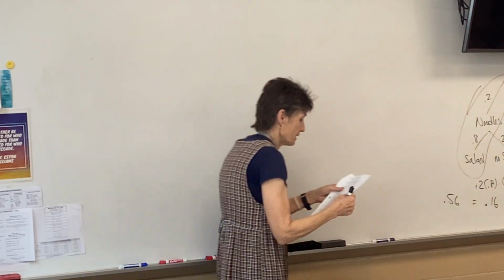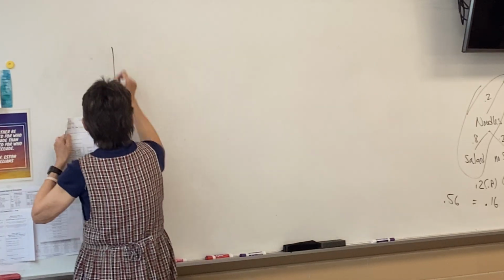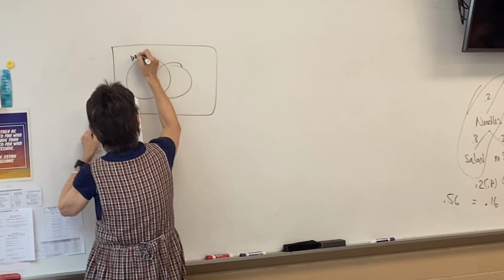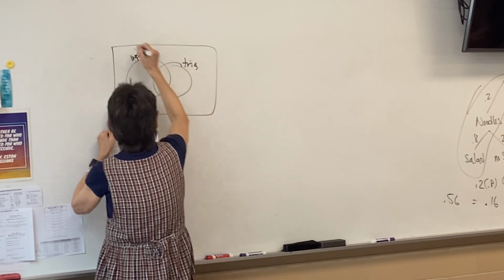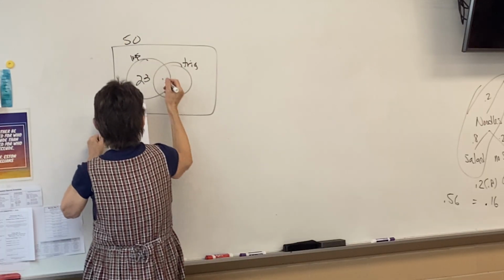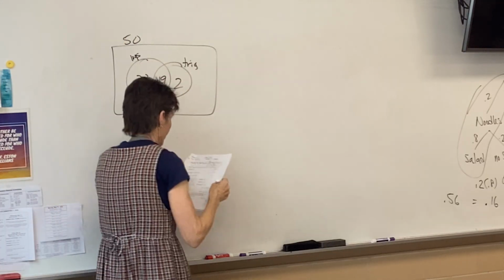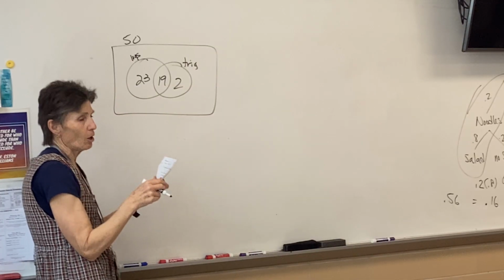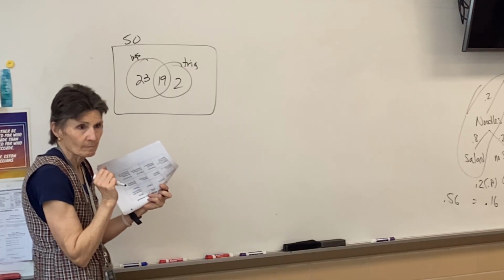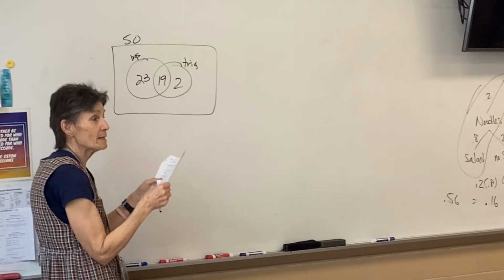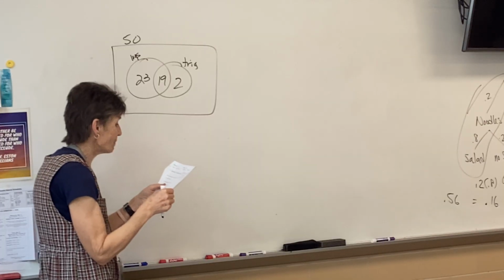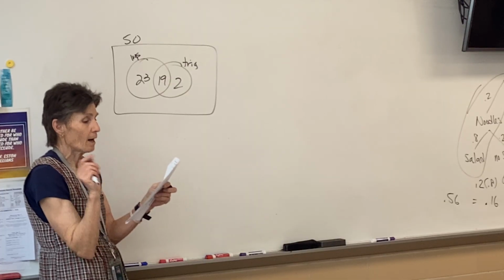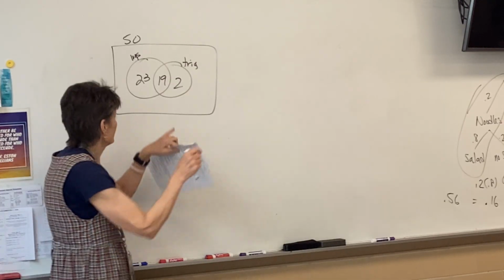Here we go. Consider the Venn diagram. Some people like logs, some people like trig. 50 kids all together, 23, 19, and 2. How many kids like only logarithms? 23. So easy. Yeah, it is. How many kids like only logarithms or only trigonometry? 25? These two right here?